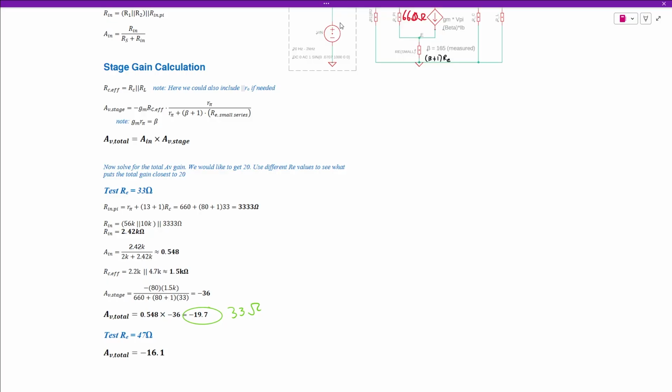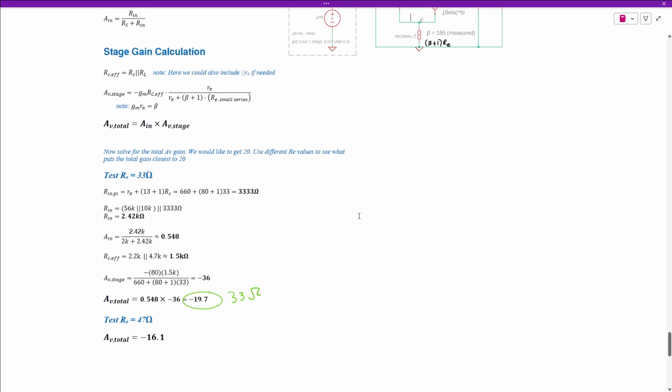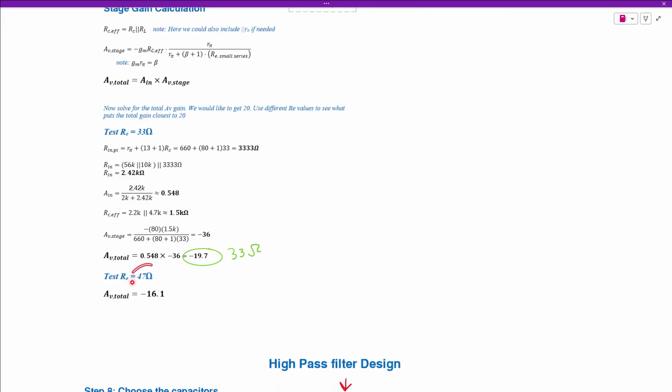We then multiply it by the AV stage or linear stage gain, which is negative 36, and that comes out to negative 19.7. That is very close to our goal of negative 20, and that's using the 33 ohm resistor. So that's great. We want to use that. Went ahead and did the test with 47 ohms. It comes out to negative 16.1. Not good. That's too low. And so as you can see, as we increase the RE resistor, our gain actually goes down. So just keep that in mind in case you want it even more than 20.